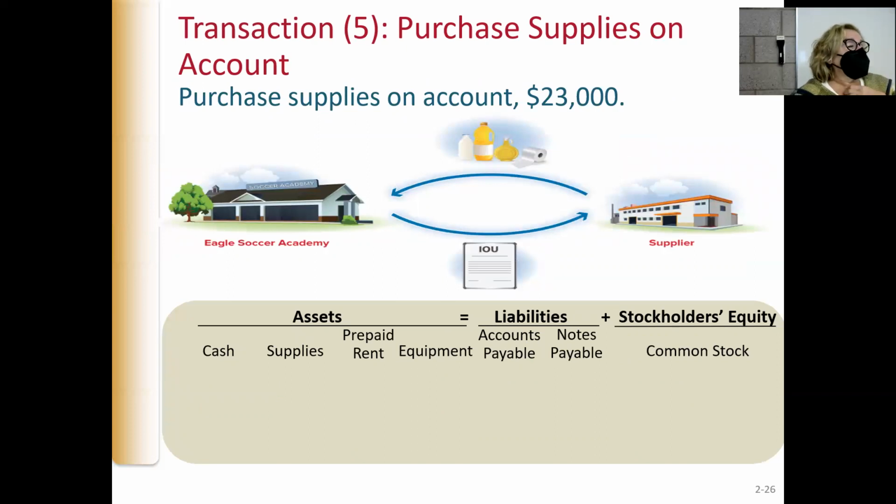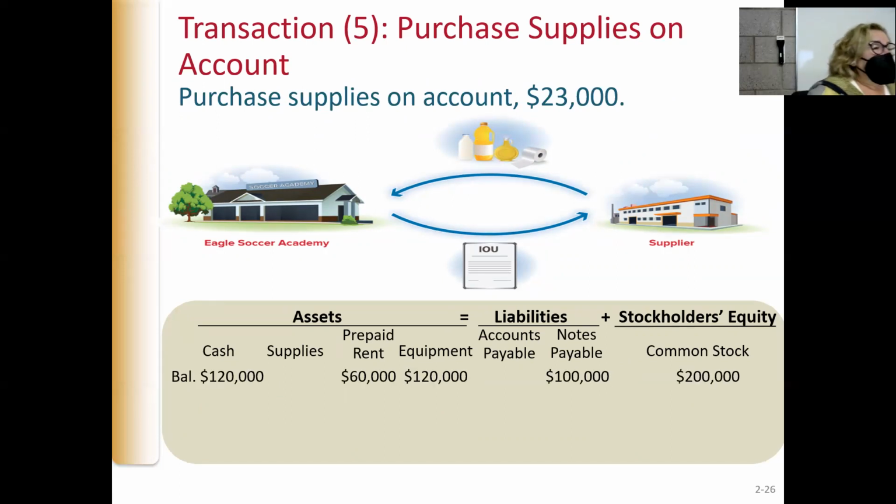When we purchase supplies on account for $23,000, guys, we didn't pay cash for this. We purchased it on account. So what's going to happen here? Supplies is an asset. It's going to increase. But what is the other part of this equation, guys?